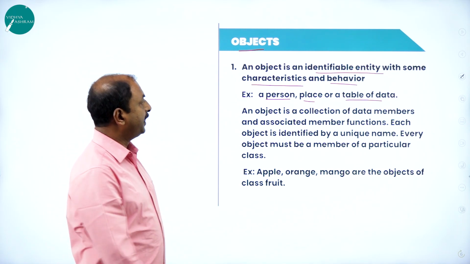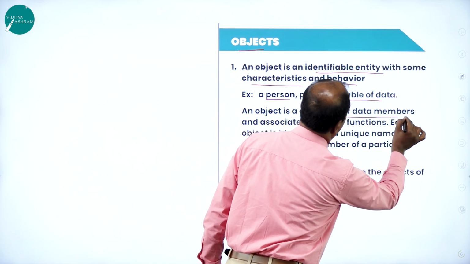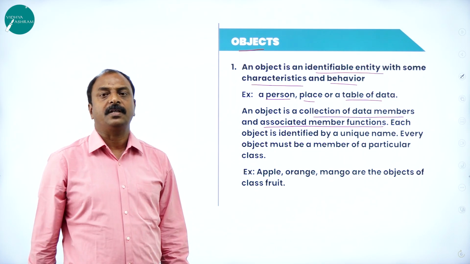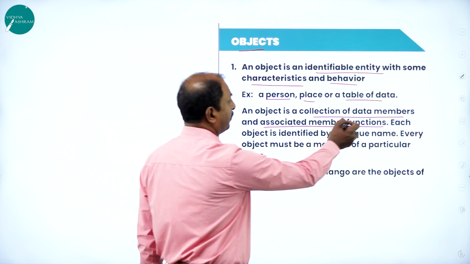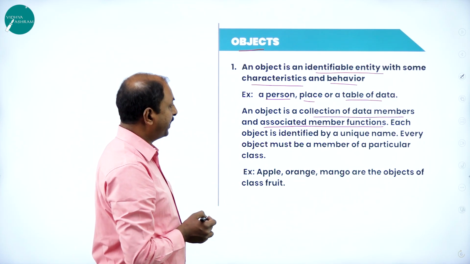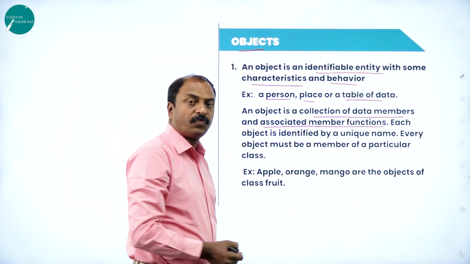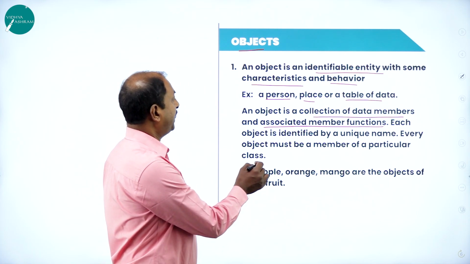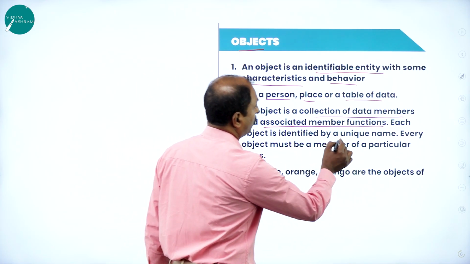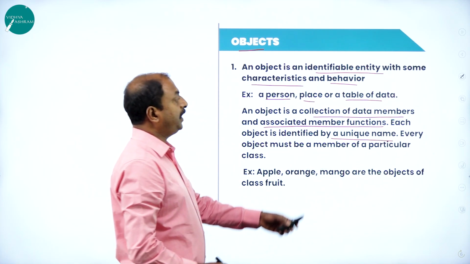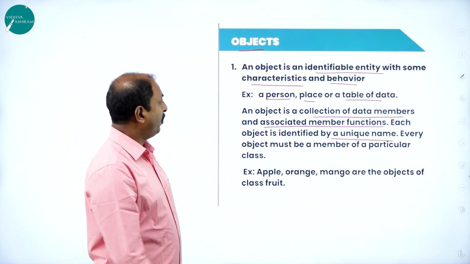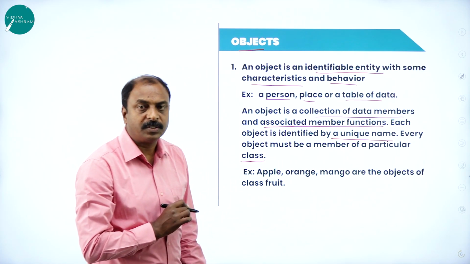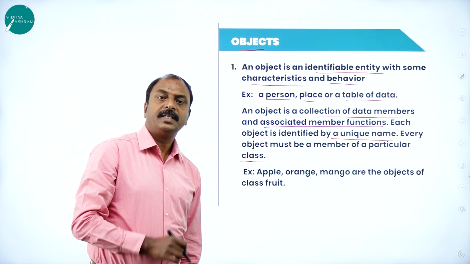And what is an object? It is a collection of data members and associated member functions. Observe this, there are two concepts. One is data members, or data, and second one is member functions, or the functions which operate on these data. And each object is identified by a unique name. So we have to identify each object by only one name, and every object must be a member of a particular class. It is one more concept. Here is the next definition, that is a class.